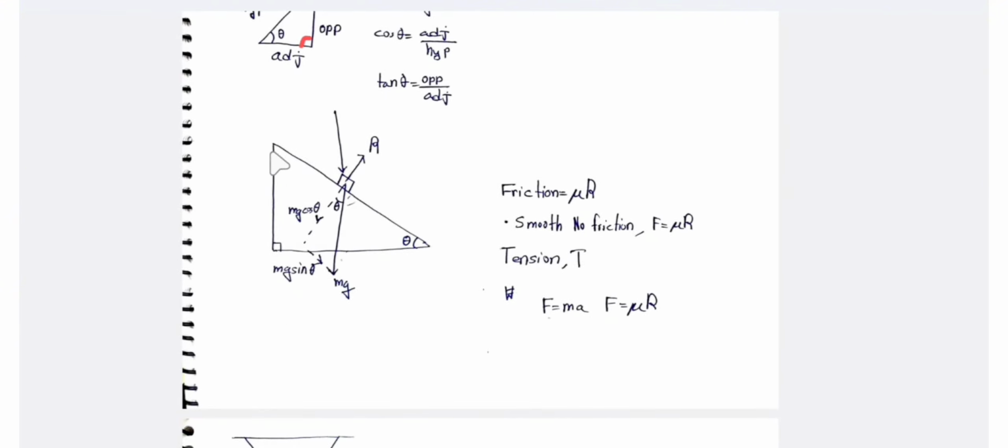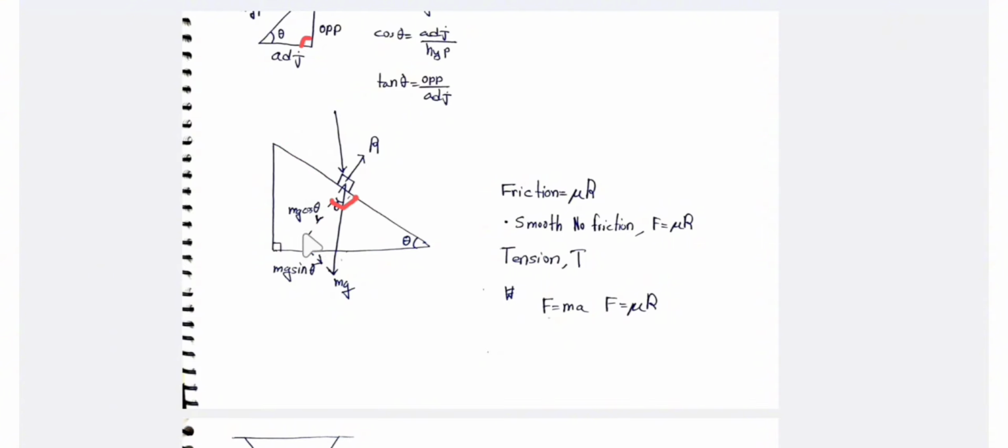Then for an inclined plane, let's suppose this is our object, and for this object the weight is acting vertically downward. We know that weight is equal to mass into gravitational field strength. For this weight, that is mass into gravitational field strength, we need to find the horizontal and the vertical component of the weight with respect to this plane.